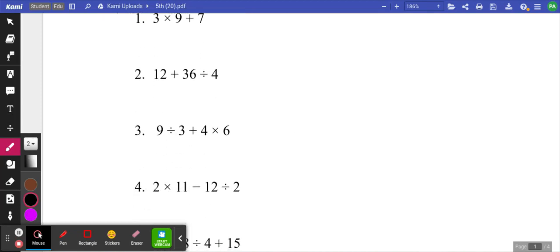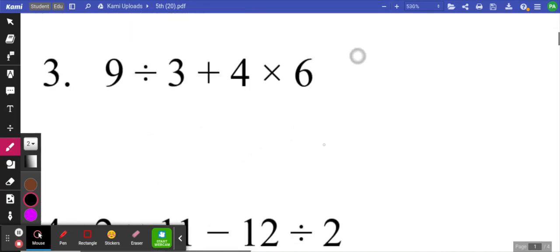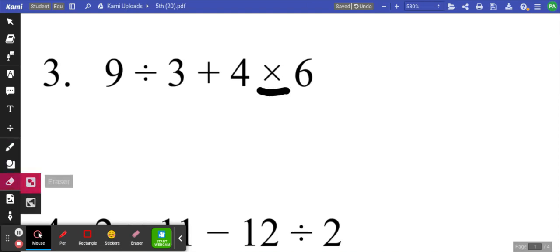So for example, number 3. This is something a lot of people do make a mistake on. They think that because in PEMDAS multiplication comes first, you have to multiply first. However, there's that rule of left to right. So you will have to go left to right. What's on the left, division, is first. So you would have to divide first.